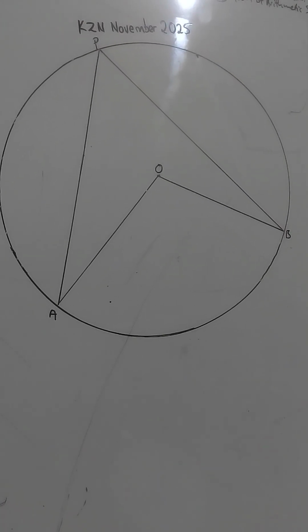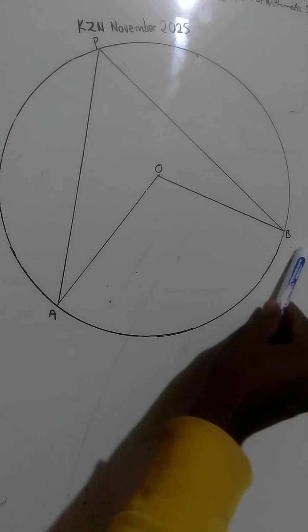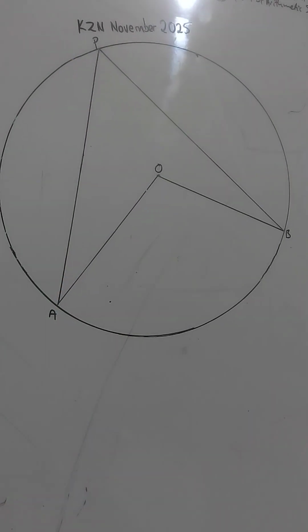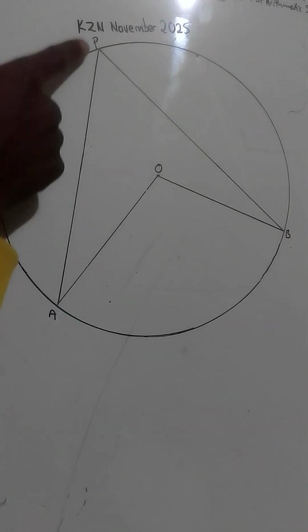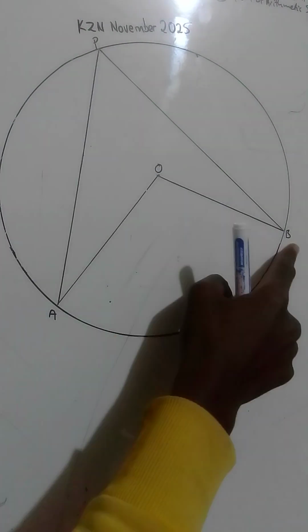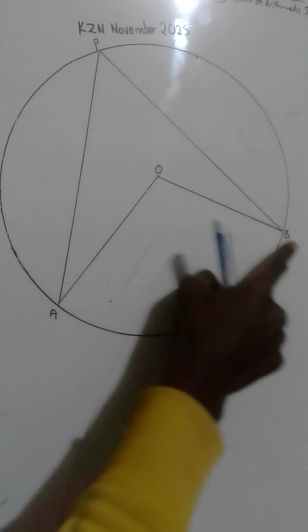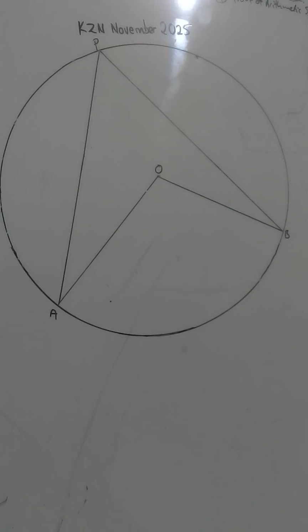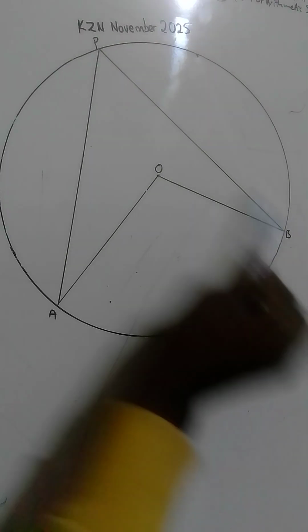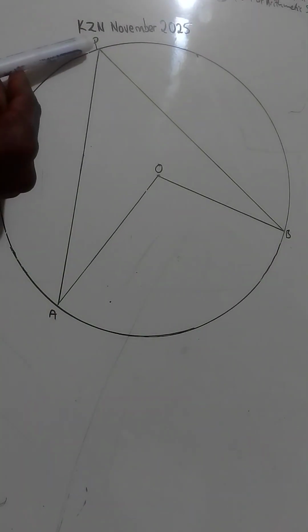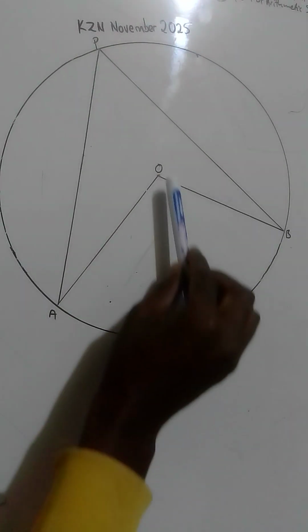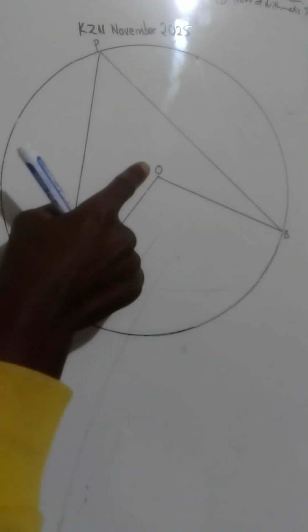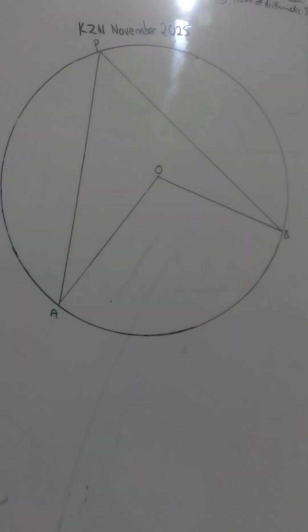In the diagram, A, B, P are points on the circle with center O. So this point O is the center, and line PA, line PB, line AO and line BO are joined. They are simply saying that the points A, B and P which they gave us are joined. We have line PA, line PB, line AO, line OB. But remember, we've been told that this is the center, right? And what else are we told?